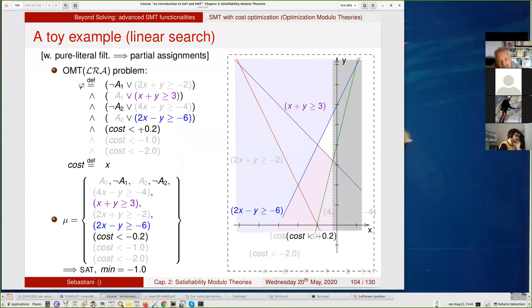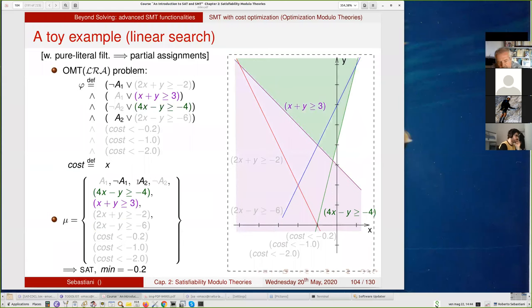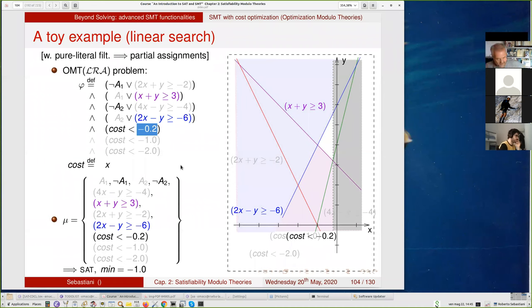Once you add this, it cuts this solution space. Of course, the previous two constraints are no longer possible, because minus 0.2 was the minimum possible solution of these constraints. Obviously, if you impose that cost is strictly smaller than minus 0.2, this truth assignment is no longer a valid assignment. So this forces the SMT solver to find another assignment.